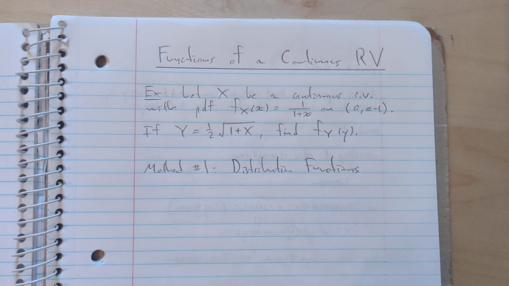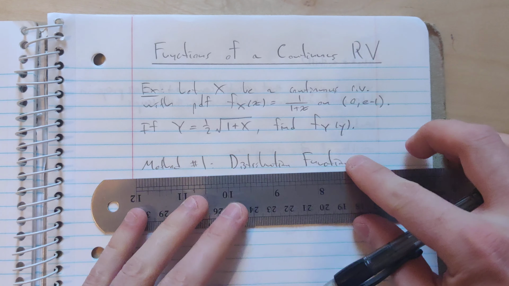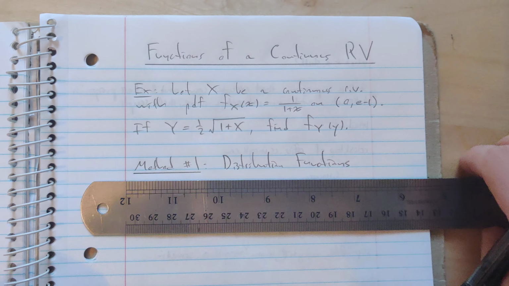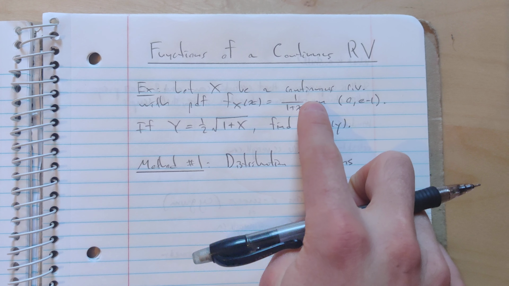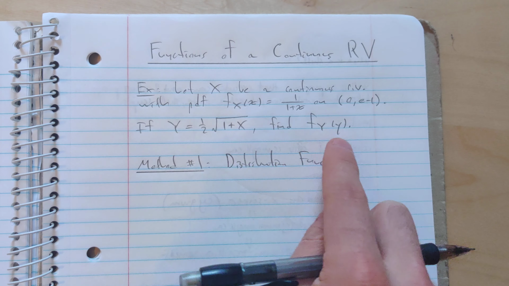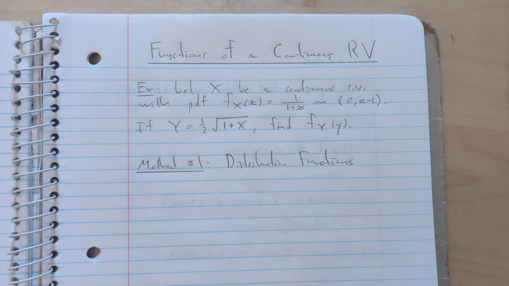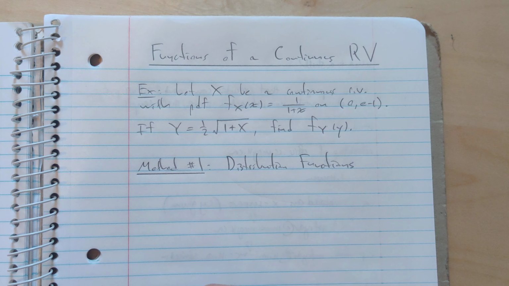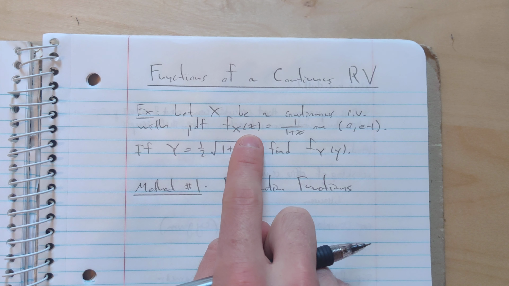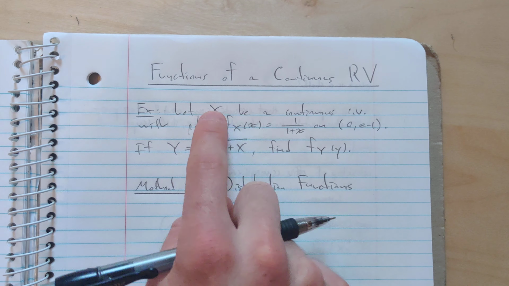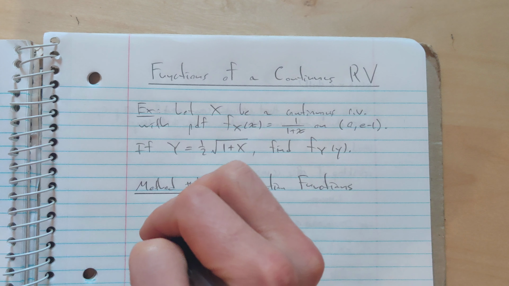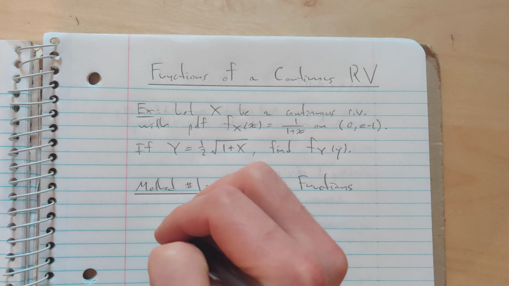To do this, we're going to first find the distribution function, the CDF, for x. Then we're going to turn it into the CDF for y. Then we're going to take the derivative of the CDF for y to get the PDF for y. All right, so here we go. Remember, the PDF is the derivative of the CDF. So to get the CDF for x, I've got to do an antiderivative here.